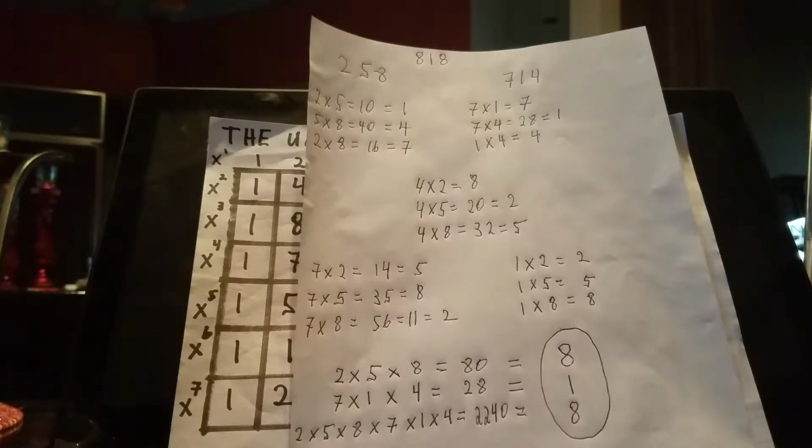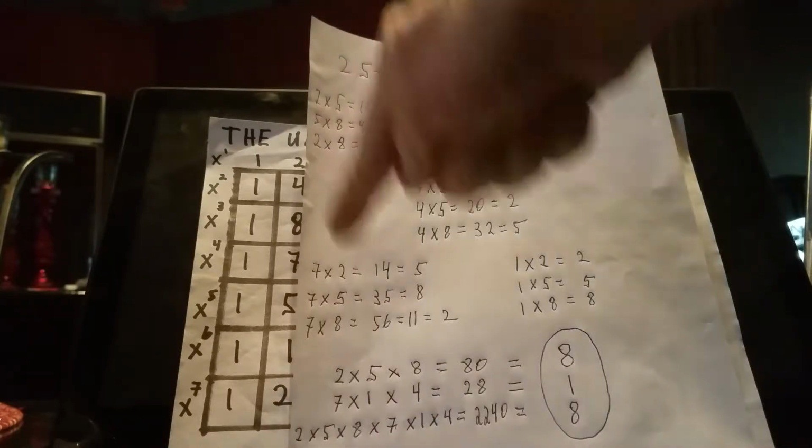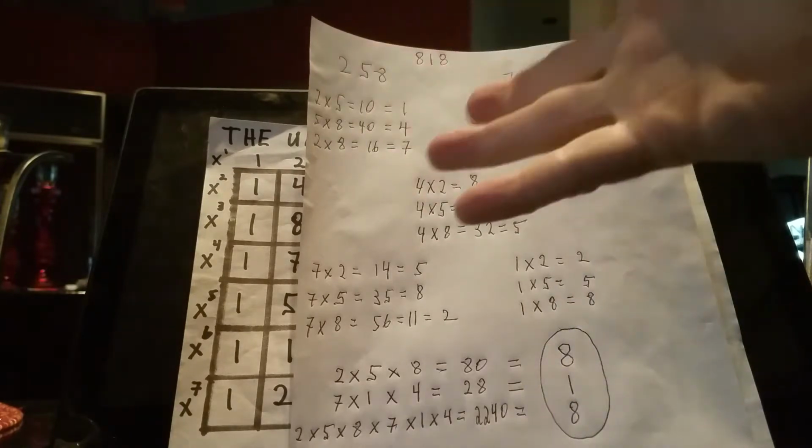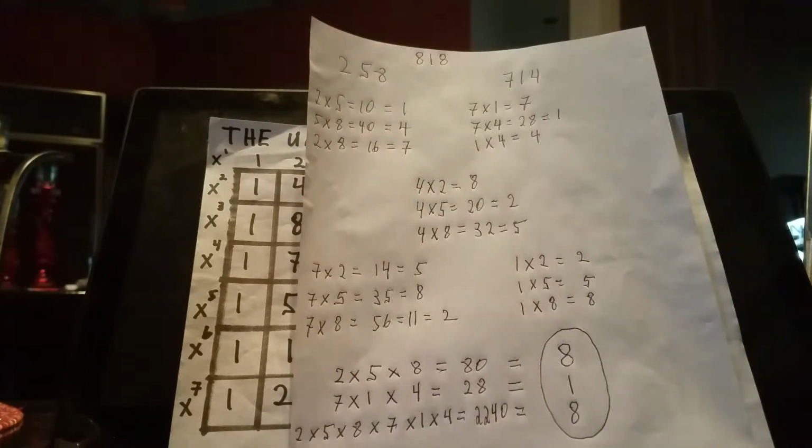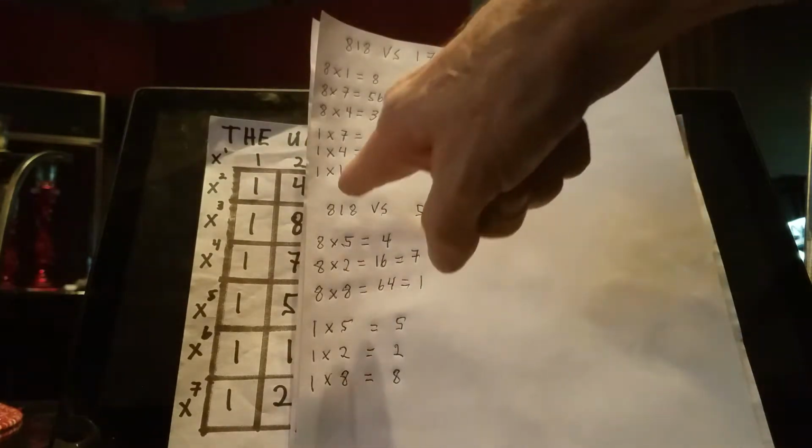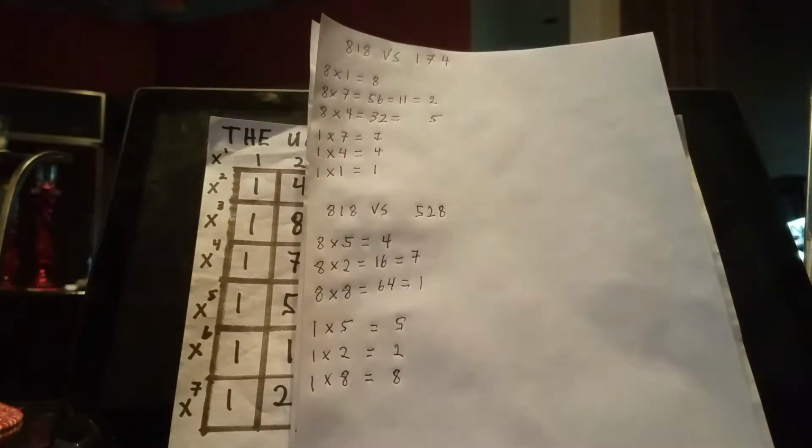This is basically matter turning into wavelengths, and this is somewhat of a similar analogous situation. In any case, in mathematics, we get all kinds of numbers and all different sequences, etc. But these numbers obviously have some tendency to bond together like atoms bond together to form molecules. So now we're going to do the 818 versus the 174 and the 818 versus the 528.